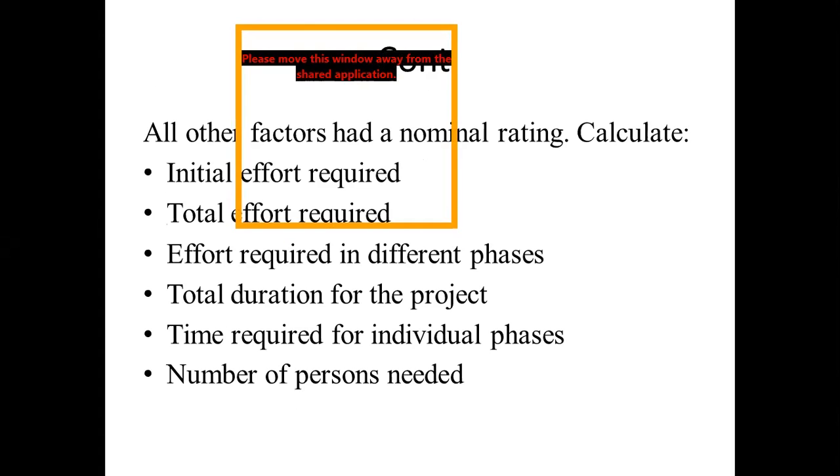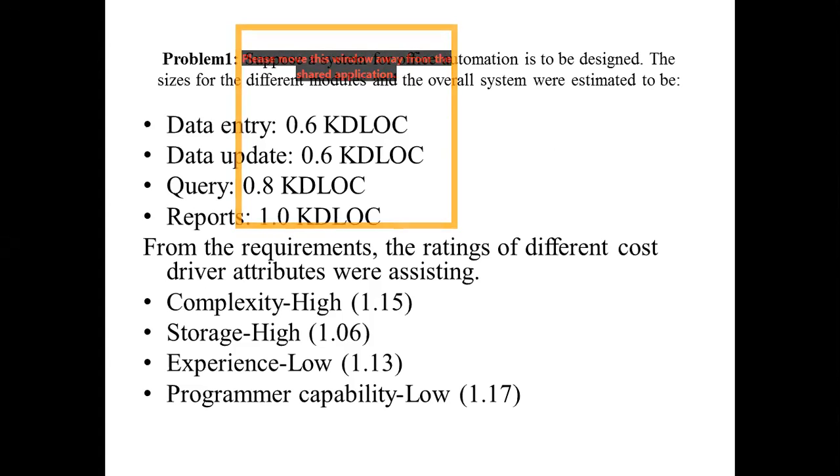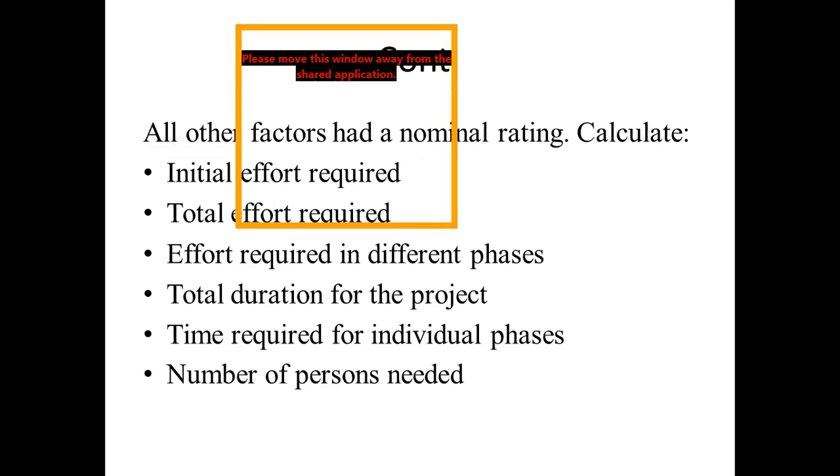Okay. So whenever you are going to calculate the EAF, effort adjustment factor, that is MF1 into MF2 into MF3 into MF4 and so on up to MF15. But here, to calculate the EAF, you can multiply 1.15 into 1.06 into 1.13 into 1.17 and so on into 1, because all other factors have a nominal rating. It is given in the problem. So for the rest of the multiplying factors, no need to choose from the table, just write 1.